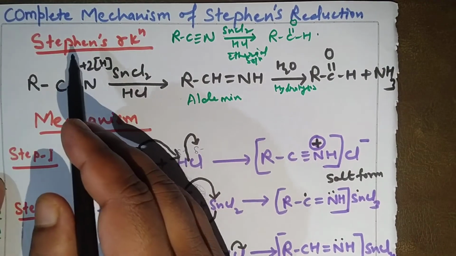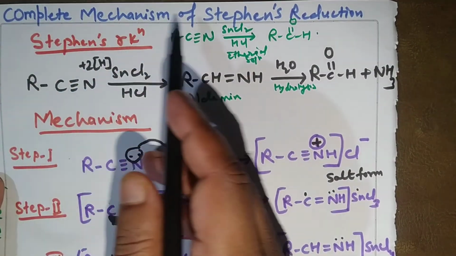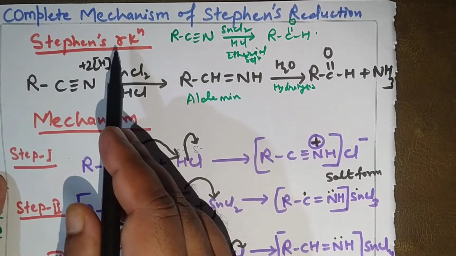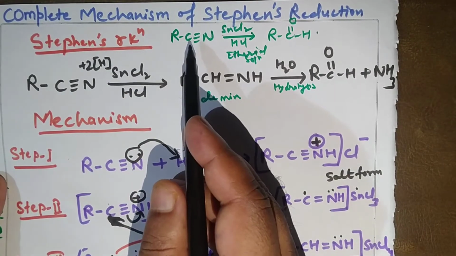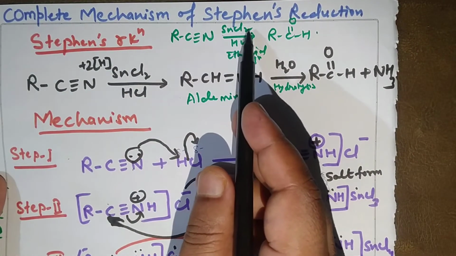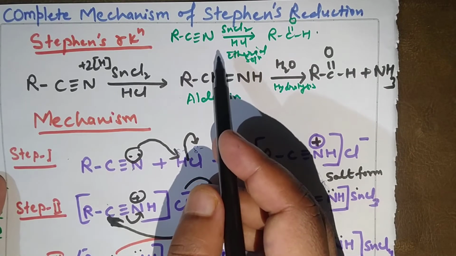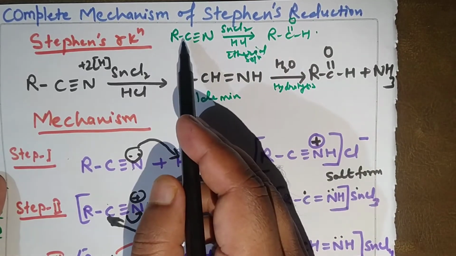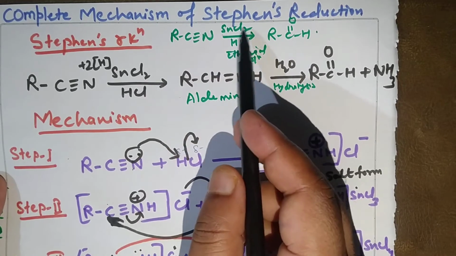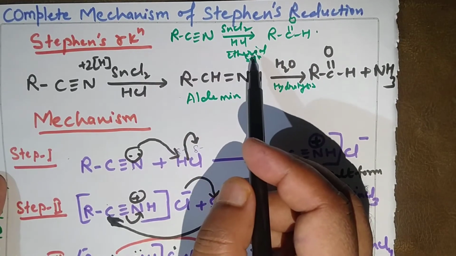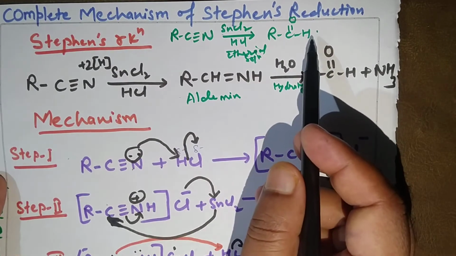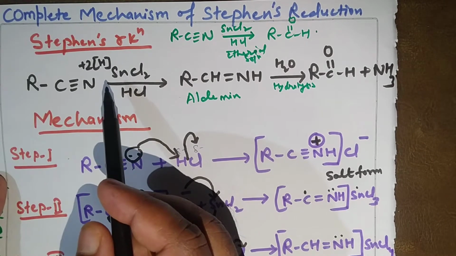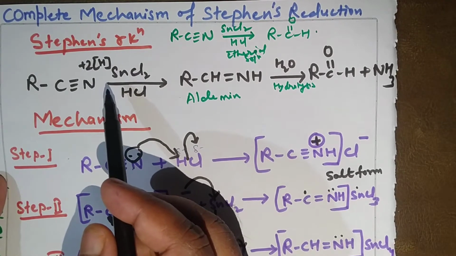Dear students, today I am going to discuss the complete mechanism of Stephen's reaction. As you have read in Stephen's reaction, alkyl cyanide on reduction with SnCl2 and hydrochloric acid, followed by hydrolysis, forms aldehyde. This alkyl cyanide is reduced with SnCl2 and HCl in ethereal solution, so aldehyde is formed. Basically, the mechanism behind this reaction is a complex one.